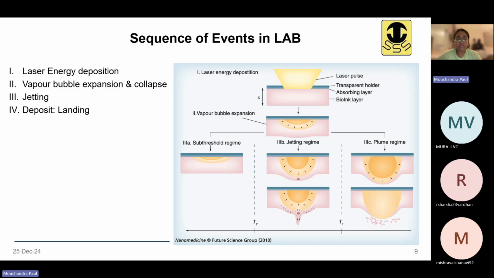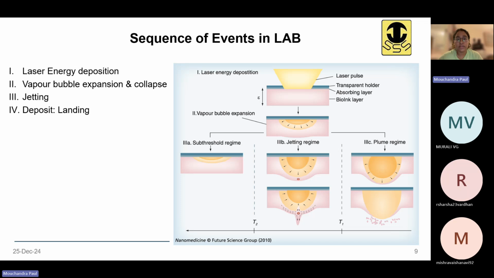So if we divide the laser assisted bioprinting into a sequence of events, we can do that in four steps. So this image shows you the first three events that happen, and the fourth one is pretty self-explanatory, that the droplet will just fall on the substrate. All right. So I'll go over them one by one.